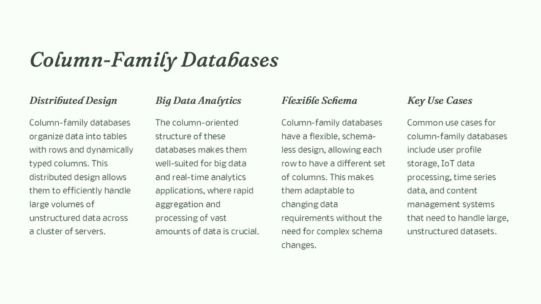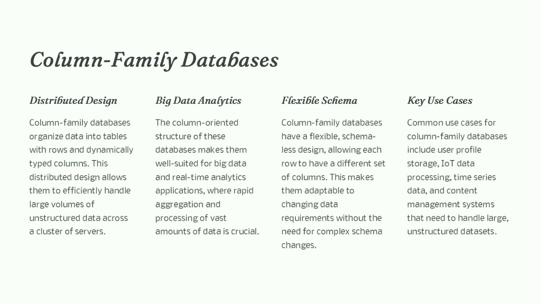Column family databases are a type of NoSQL database that organize data into tables with rows and dynamically typed columns. This distributed design allows them to efficiently handle large volumes of unstructured data across a cluster of servers. The column-oriented structure makes them well-suited for big data and real-time analytics applications, where rapid aggregation and processing of vast amounts of data is crucial. Column family databases have a flexible, schema-less design, allowing each row to have a different set of columns. This makes them adaptable to changing data requirements without the need for complex schema changes. Common use cases include user profile storage, IoT data processing, time series data, and content management systems that need to handle large, unstructured datasets.